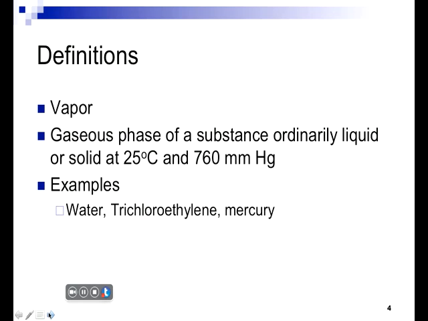Chemicals like trichloroethylene are also predominantly liquids under standard temperature and pressure conditions, but you can have a gaseous phase occur. Mercury is a little different in that it's a solid under standard temperature and pressure conditions, but it can also have an equilibrium with the gaseous phase under those conditions as well.